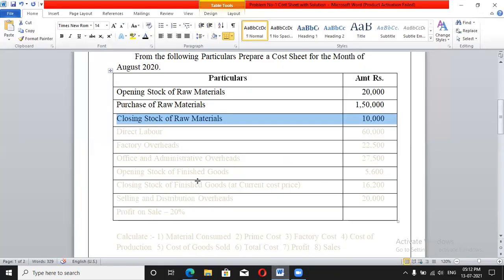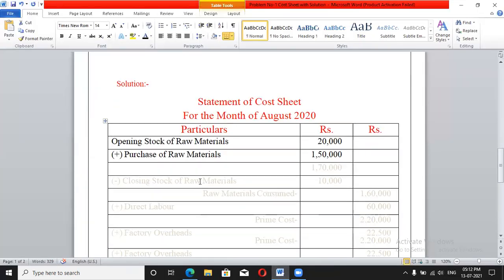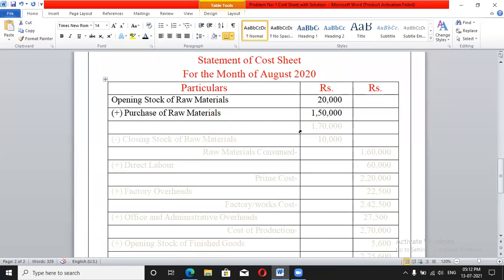So come back to the solution. First we add the amounts: 20,000 plus 1,50,000 is equal to 1,70,000. Then in the next line we deduct the amount of closing stock of raw material, which is given in our example. The amount of closing stock of raw material is 10,000.